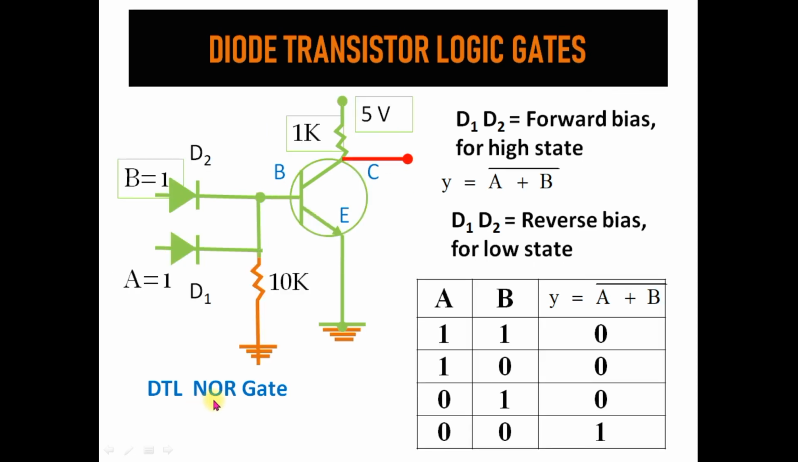This is the DTL NOR gate. If B is equal to 1, then this diode is in forward bias. Similarly, A is also in the forward bias, then there is a base current, and then it makes a complete path for the flow of current or voltage. We cannot measure the output at C.